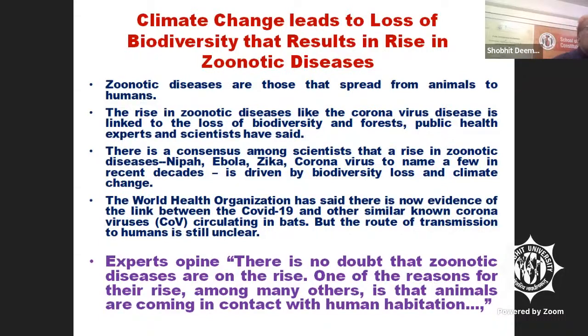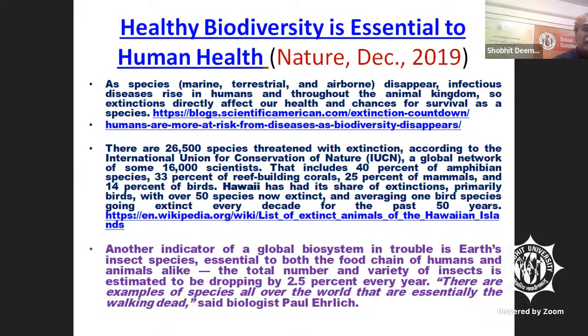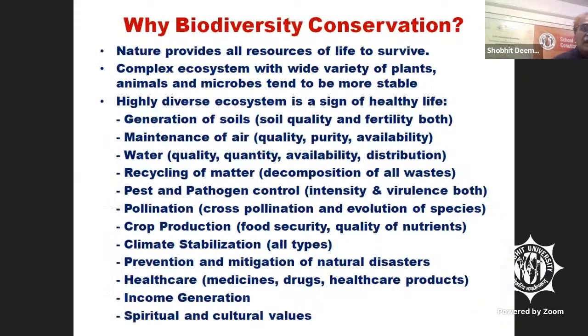When biodiversity is reduced, zoonotic diseases increase. And we know that 70% of diseases in humans come from animals. These diseases are being transmitted from animals to humans only because of the loss of biodiversity, loss of species. In Nature, a paper was published in 2019: healthy biodiversity, healthy human. If biodiversity is not healthy, then humans will not be healthy. Nature provides so many things to you. A complex ecosystem with a wide variety of plants and animals. A highly diverse ecosystem is a sign of healthy life.